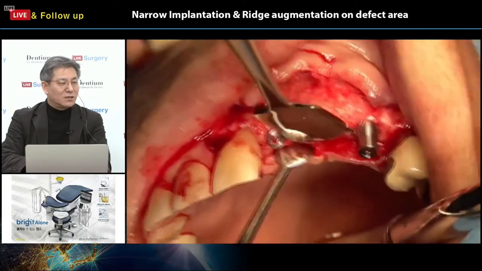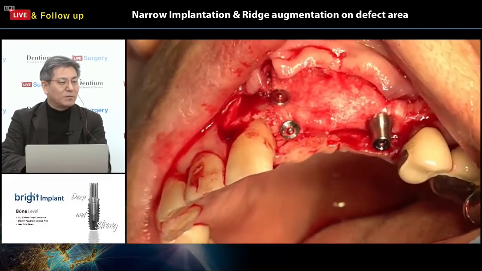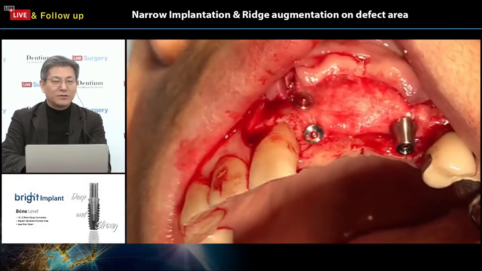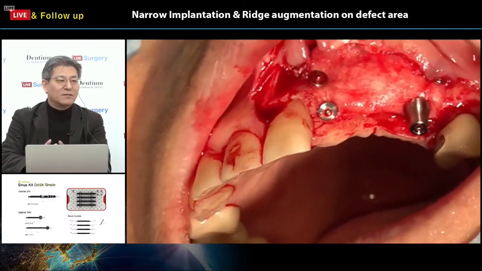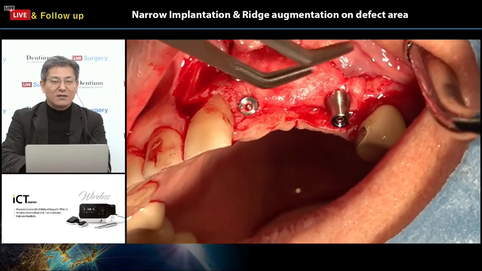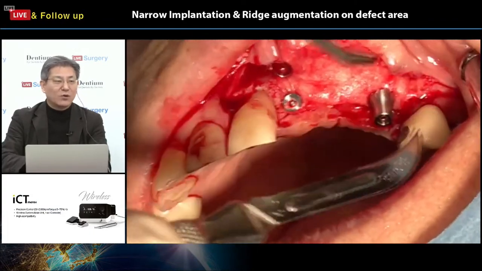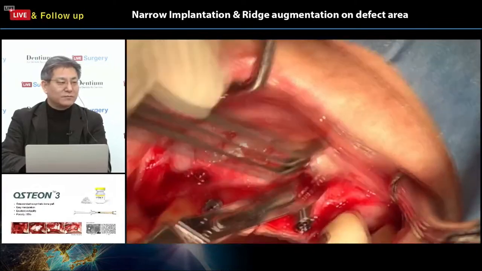We're getting this achiever site with the osteogen xenograft material, the particulated bone, and the collagen membrane. The combination is a standard mixture and standard protocol for the GBR procedure.